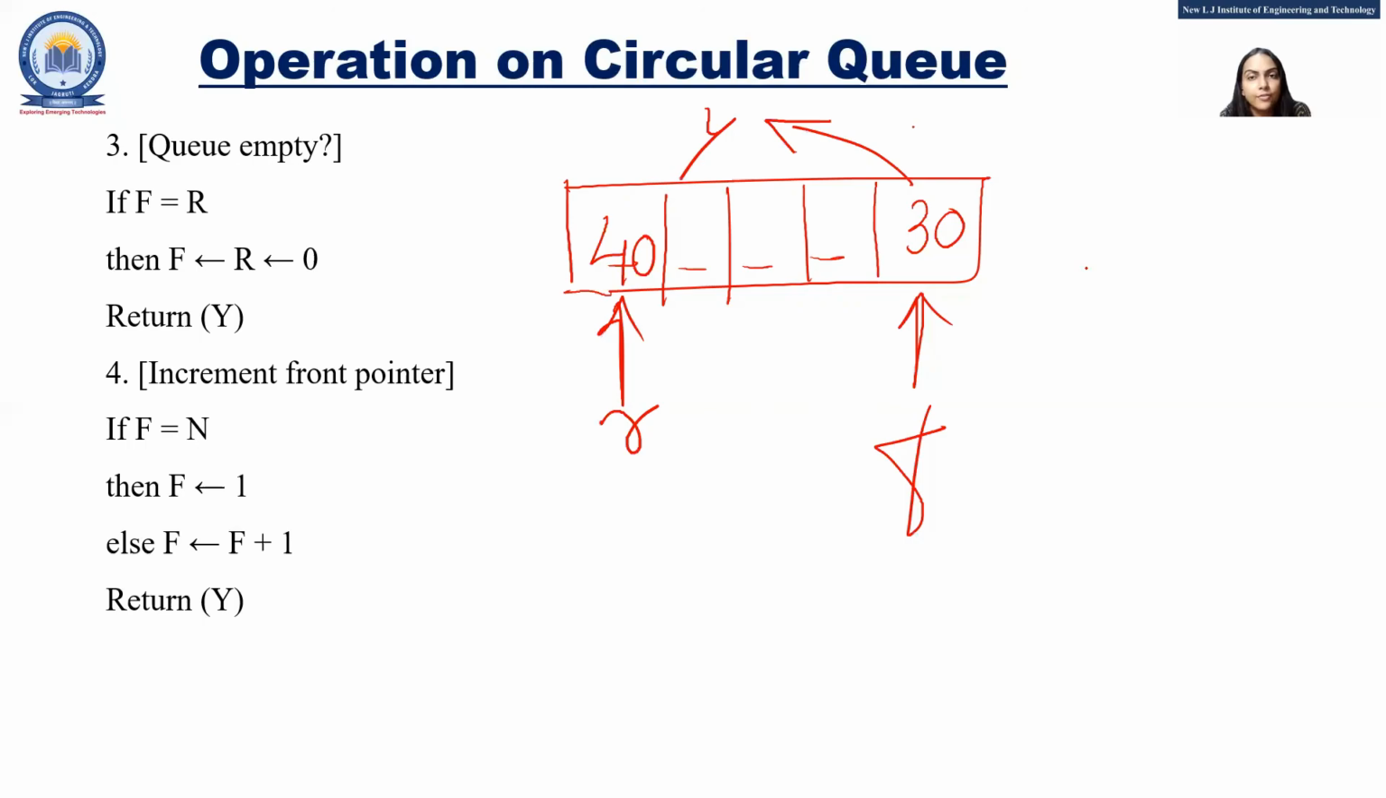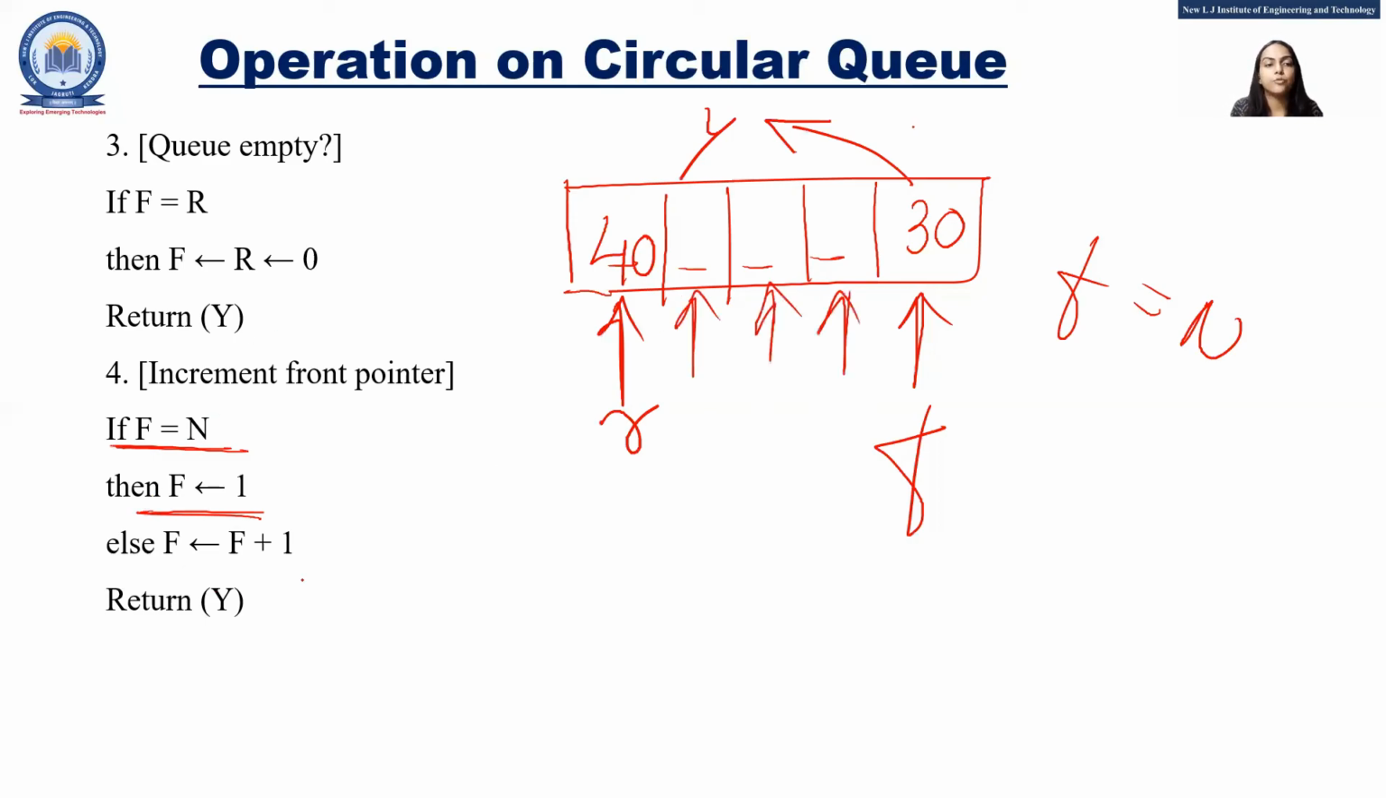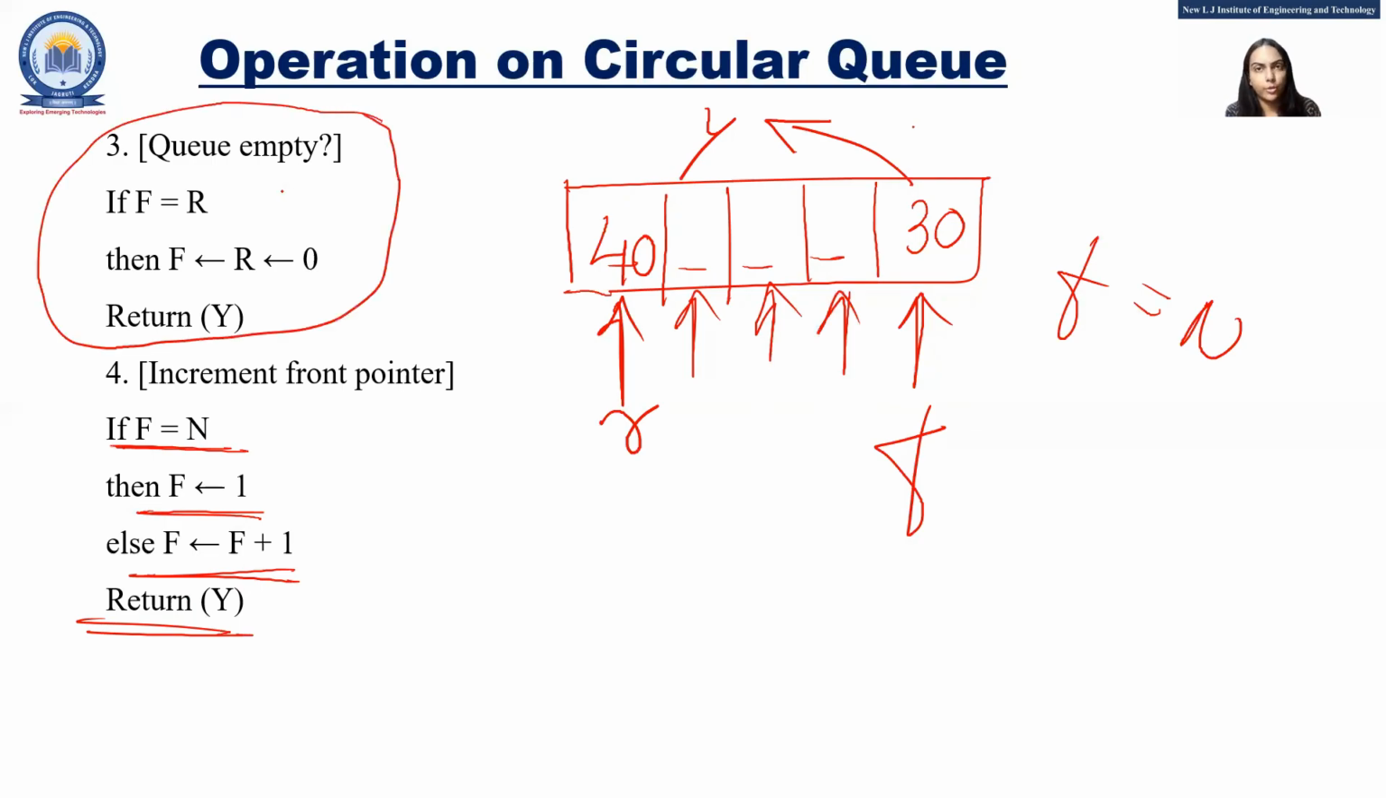Now we can say f is equal to n. Yes, it is the last element, so now it has to be 1. So if f is equal to n, it will come back to 1, and if it is not equal to n, it could be any other position. At that time we just have to increment and return the value of y. So only at certain times will we enter this q empty situation. Other times we will come across this incremental situation. So this is how we perform circular queue insertion and deletion.